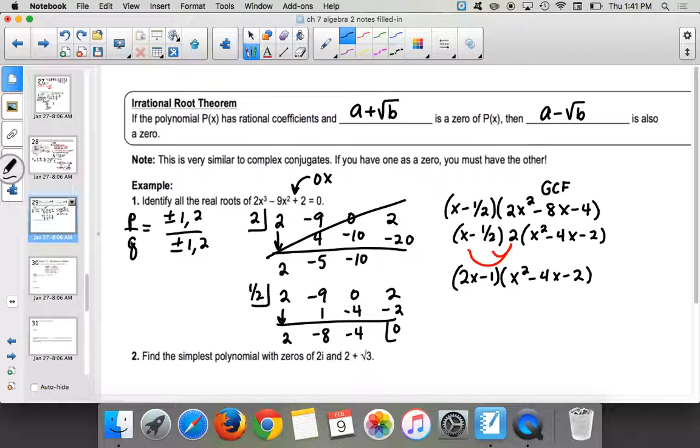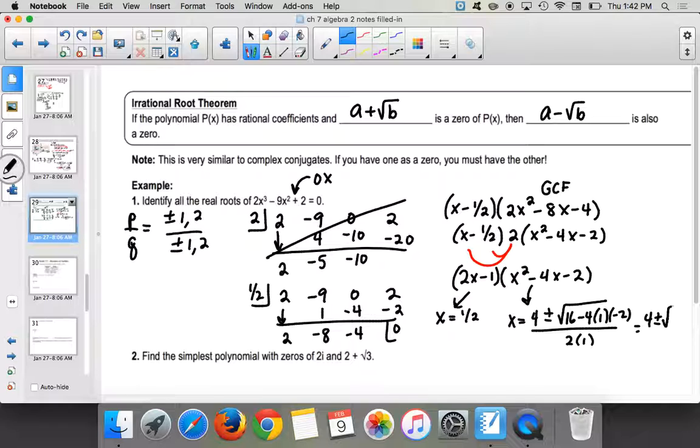So sadly, x squared minus 4x minus 2 doesn't factor. So this is where you would do the quadratic formula. So you'd say, I know this solution gives me x equals 1/2, but this solution comes from the quadratic formula. So negative b plus or minus the square root of b squared minus 4ac all over 2a. So 4 plus or minus the square root of 16 minus 4 times 1 times negative 2 all over 2. So it's the square root of 24 that's in there.